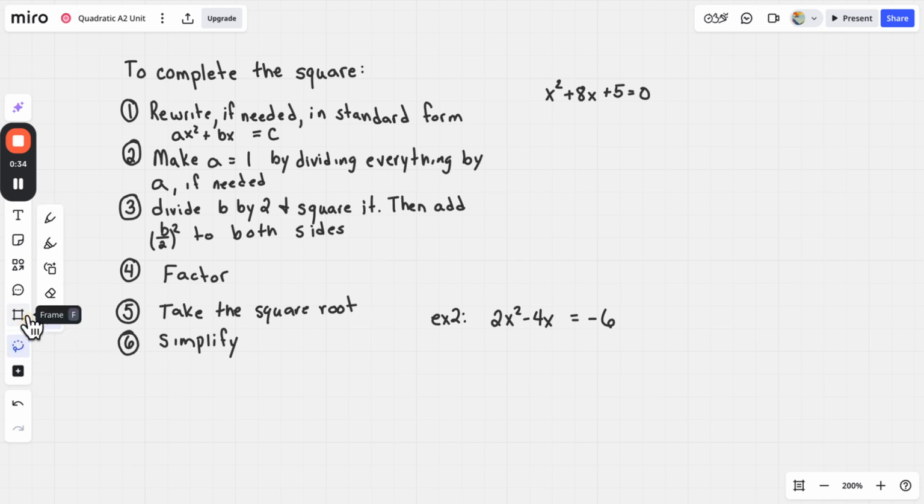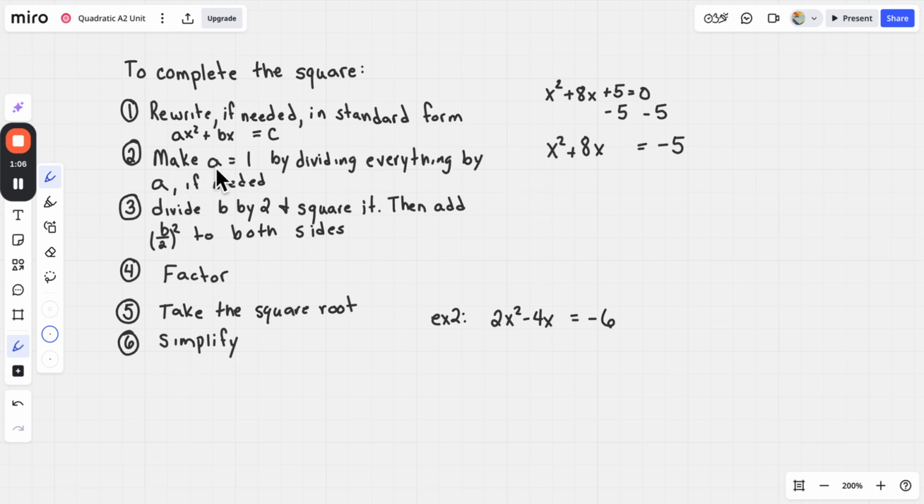So in our example number 1 here, that means that I would have to subtract 5 from both sides to get it with variables on one side. X squared plus 8x is equal to negative 5. Okay. I've left a space there because in completing the square we're going to add something into it.